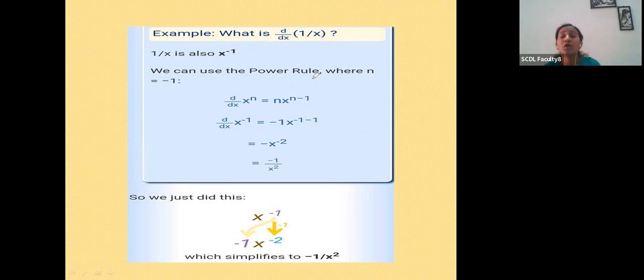But of course, when you go for solving, instead of 1 upon x, you have to write or represent this as x raised to minus 1. So here, nx raised to n minus 1, power rule. I have written minus 1, that is nothing but our n. x is common, minus 1 minus 1 is minus 2. So minus x raised to minus 2. Since minus 2 is present, we write minus 1 upon x square. So again we are using the power rule.